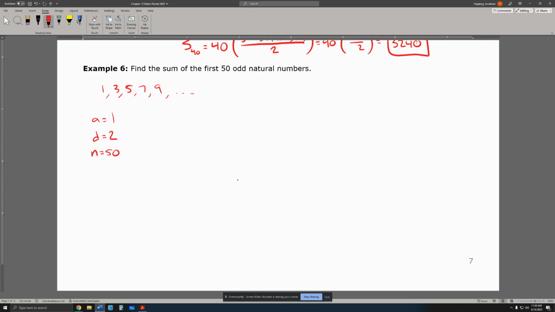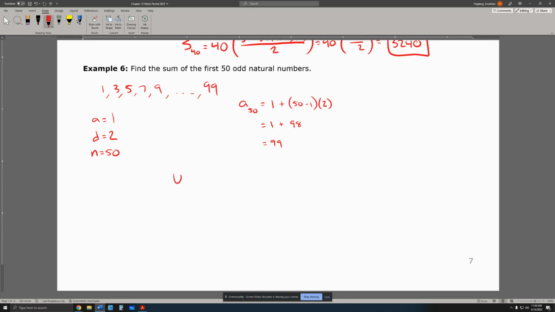Well, to find the 50th term, we can use our arithmetic sequence. So to find the 50th term, a50, that's equal to our first term, 1, plus the quantity 50 minus 1 times our common difference, d. This is equal to 1 plus 98, and then that's equal to 99. So that tells us that our 50th term is 99.